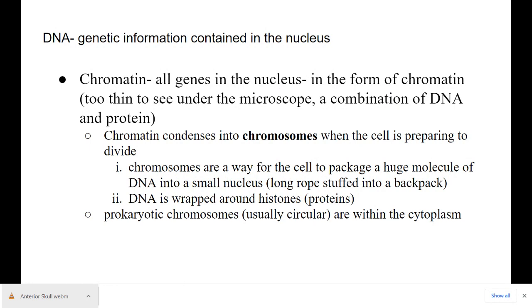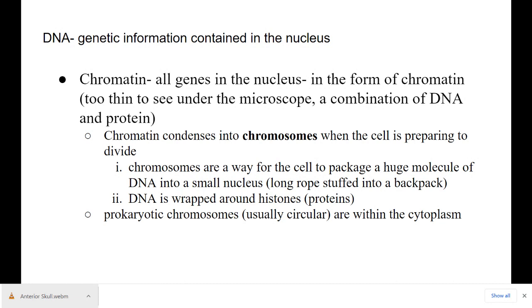DNA, we've learned about, it was one of our organic compounds. We said it's a nucleic acid. It contains all of our genetic information, and it is always in the nucleus of our cells. Now, DNA goes through different forms. When our cells are not dividing, they're just doing their jobs, our DNA is in the form of chromatin. Chromatin is basically this really grainy looking stuff that's so tiny that you can't even see it. Basically it just fills up the entire nucleus.